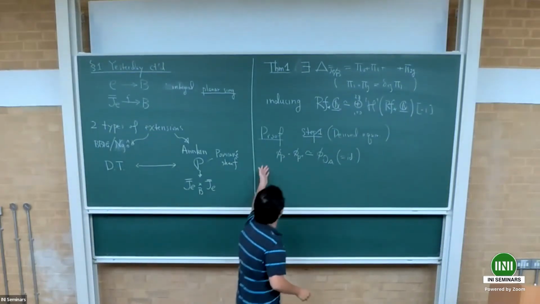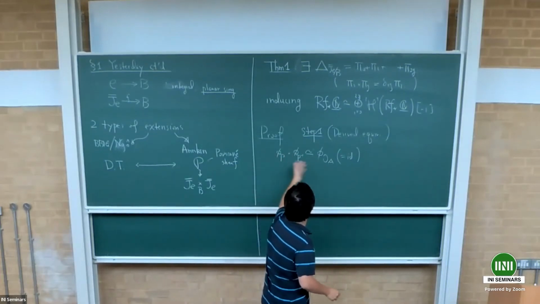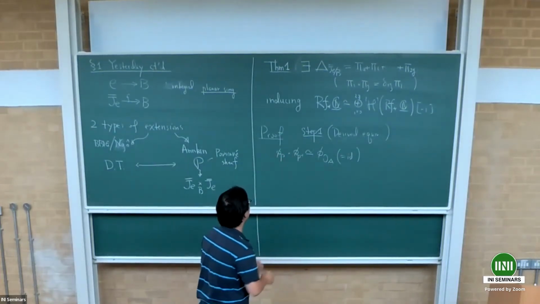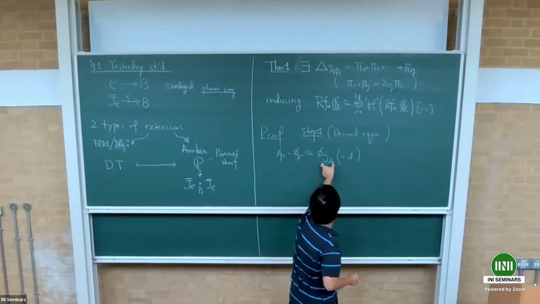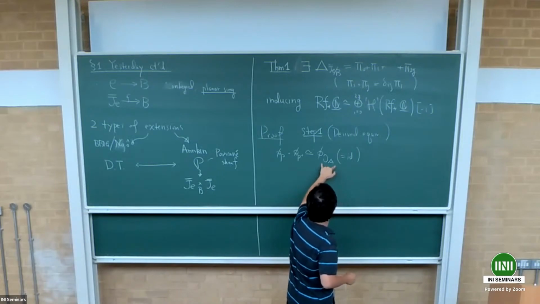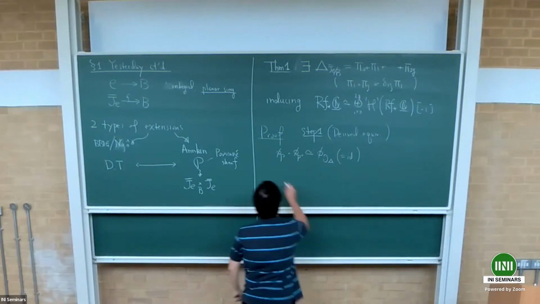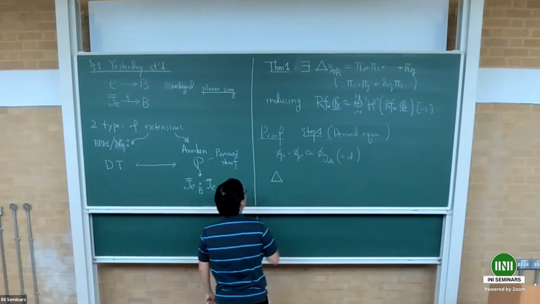Okay, so this is the identity concerning Fourier-Mukai kernels. So we can descend things to cycles. If you pick the correct degree, then this side will just pick up the diagonal cycle.